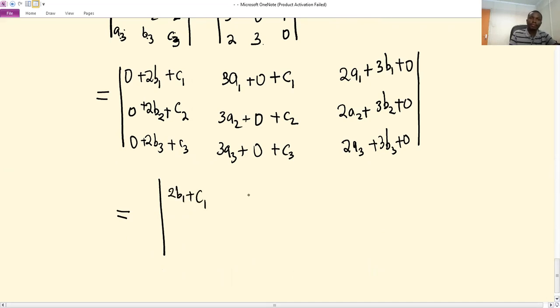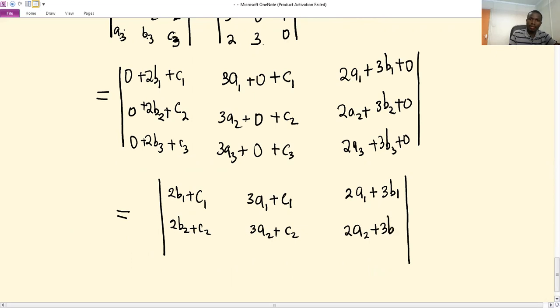2B1 plus C1, 3A1 plus C1, 2A1 plus 3B1, 2B2 plus C2, 3A2 plus C2, 2A2 plus 3B2, 2B3 plus C3, 3A3 plus C3, and then 2A3 plus 3B3.